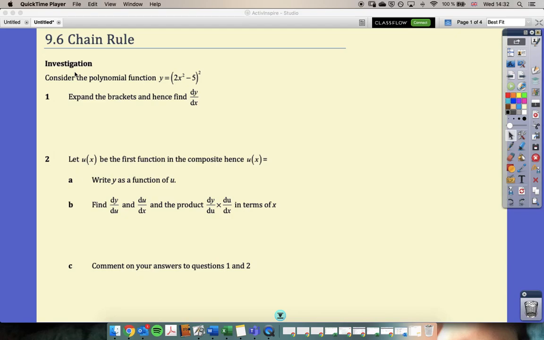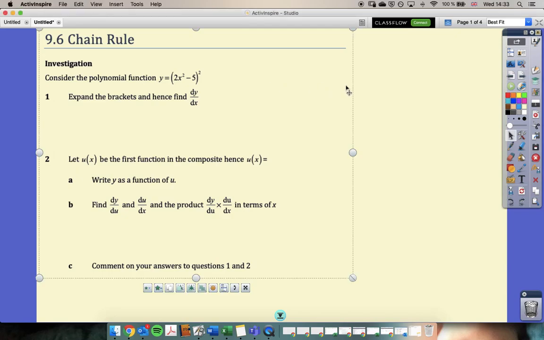Today we're going to look at a differentiation technique, and it's one that we're going to use for finding the derivative of composite functions. So taking a look at this function here, y equals (2x squared minus 5) all squared. One approach to this would be to expand the brackets first of all. In fact, you've dealt with functions of this form. So we could expand the brackets.